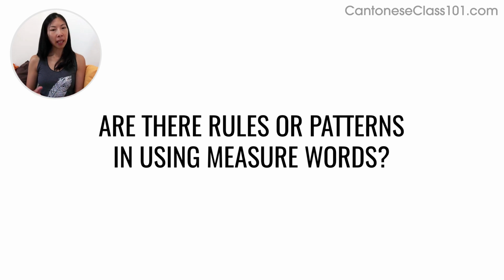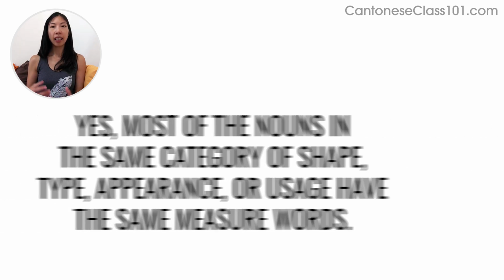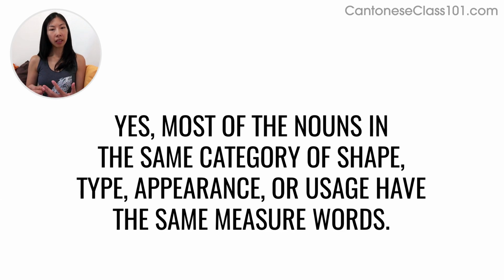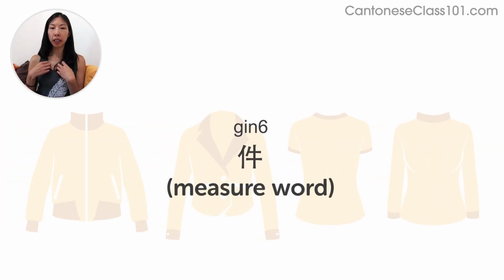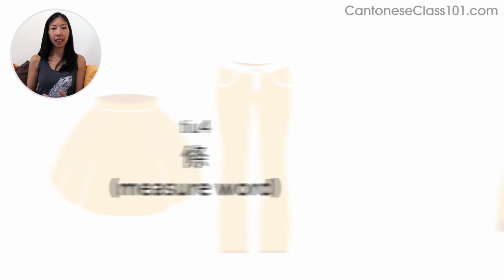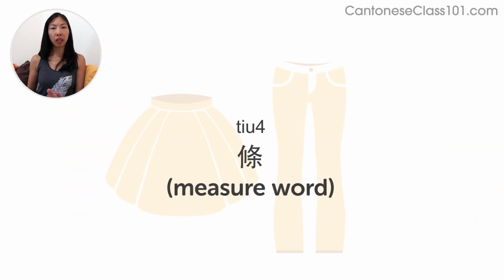Are there rules or patterns in using measure words? Yes, most of the nouns in the same category of shape, type, appearance, or usage have the same measure words. For example, upper body clothing, including tops, shirts, t-shirts, and jackets, they all use the measure word 件. And for clothing that you wear on the lower body, like pants, dress, or leggings, the measure word is 條.